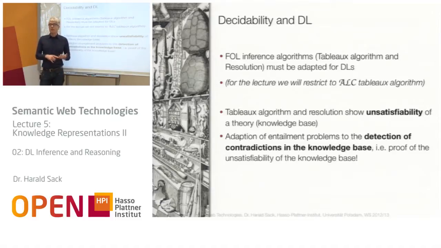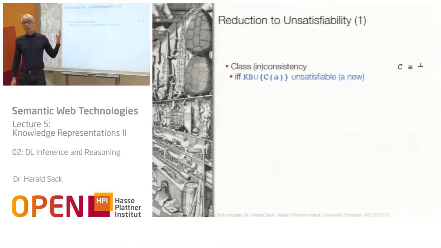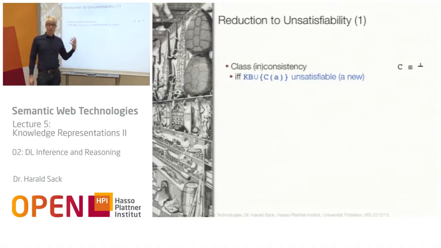It means that we try to prove the unsatisfiability of a knowledge base. And all these inference problems that you have seen some slides ago, we have to transform them in a way that we can prove the unsatisfiability or the detection of contradictions based on the problem we are considering. So what we want to do is we want to try to reduce the problems for the knowledge base to unsatisfiability. So let's first consider the class consistency.